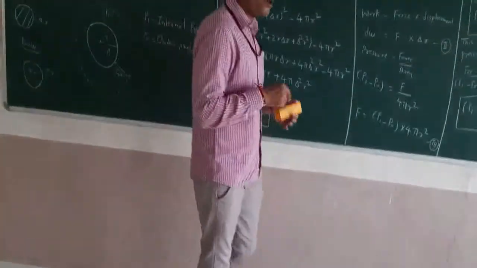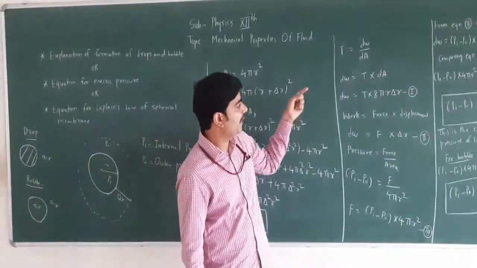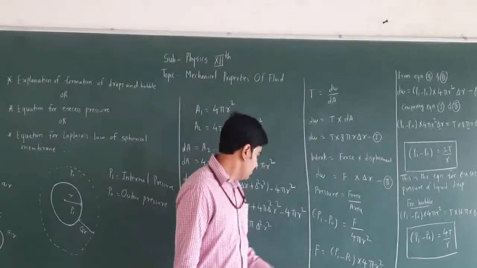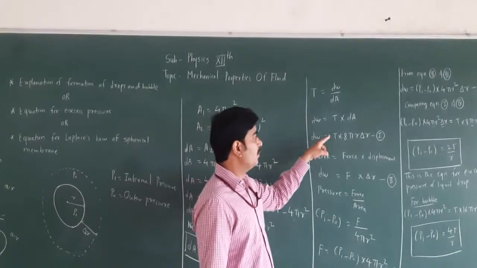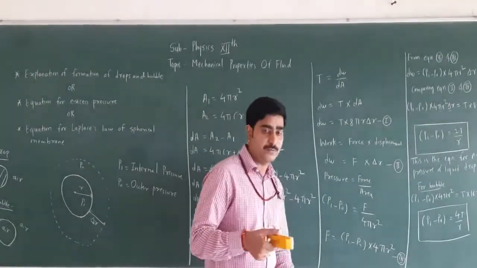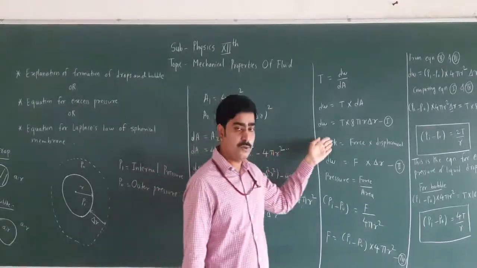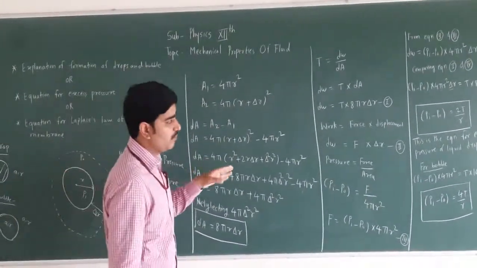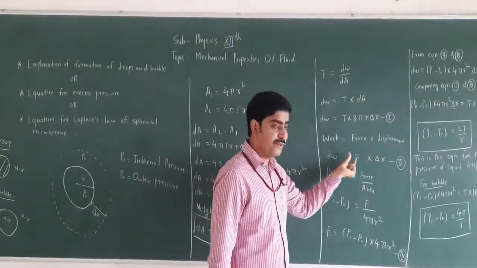After that, according to the definition, surface tension is equal to work done per unit area. So T is equal to dW by dA, so dW is equal to T into dA. Already we have calculated the value of dA. Use this value. So dW is equal to T into 8 pi r delta r. This is equation number 1, according to the definition. Then we should know the formula for the work done. Work is equal to force into displacement. As the body gets displaced from the initial position, some amount of work has been done. So dW is equal to F into delta r.